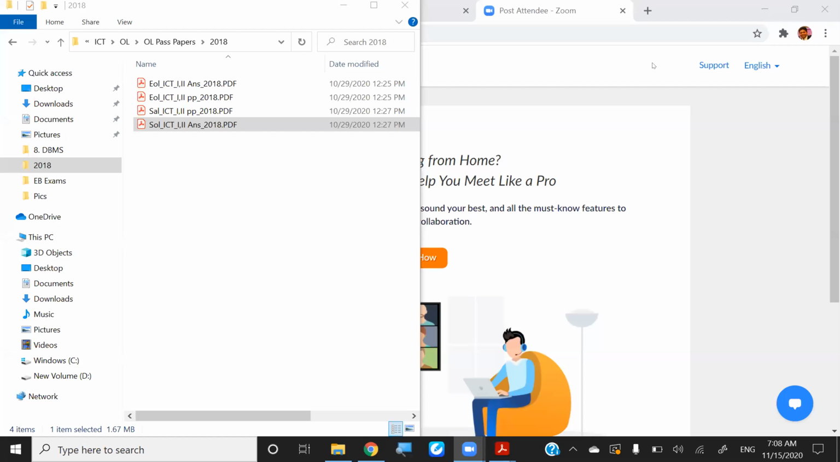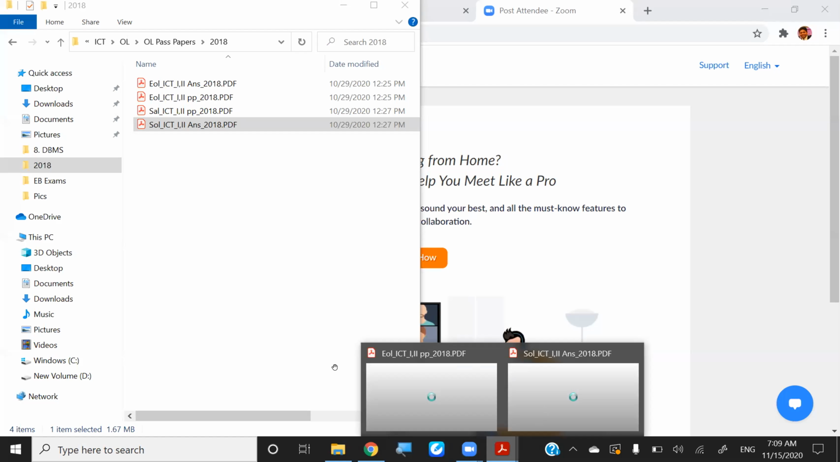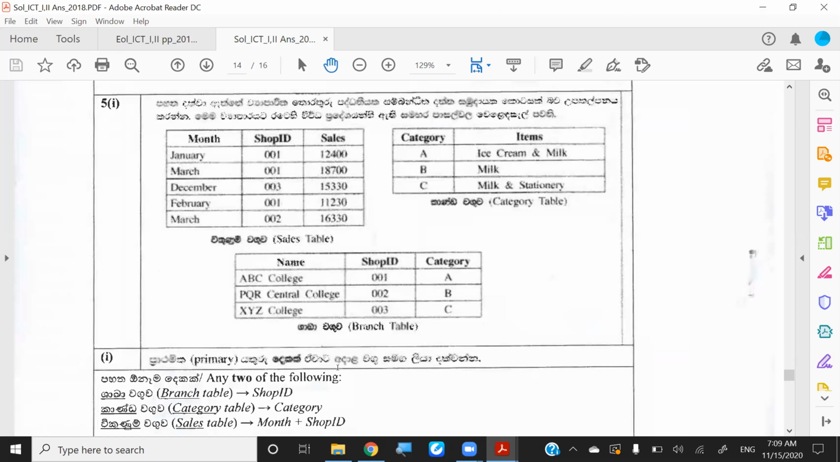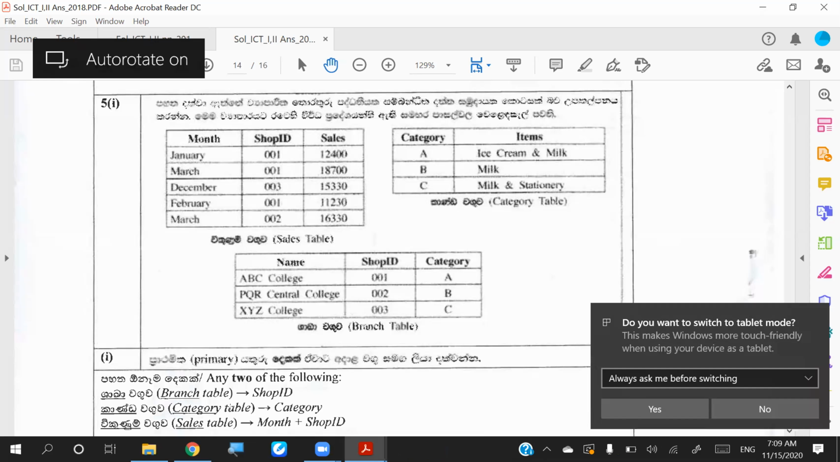So the fifth one is about what we call the database question, right? Now here they have given three different databases. I'm using this single medium answer script because we don't have the English one completely there. As you can see, there are three different tables: the sales table, category table, and the branch table.